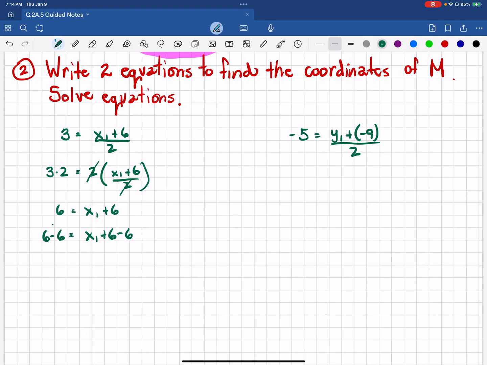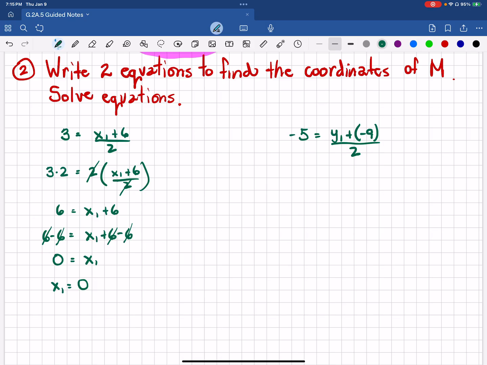What happens is, notice on the left-hand side the 6's cross out, and on the right-hand side the 6's cross out. And so what we get on the left-hand side is 0, and what we get on the right is x1. I'm going to flip it around and say that x1 is equal to 0. So we have our x coordinate for that endpoint M.